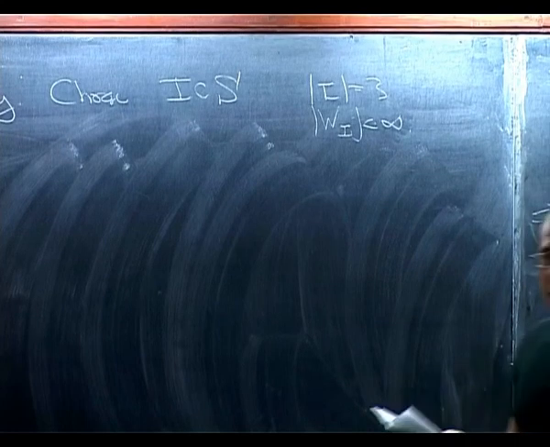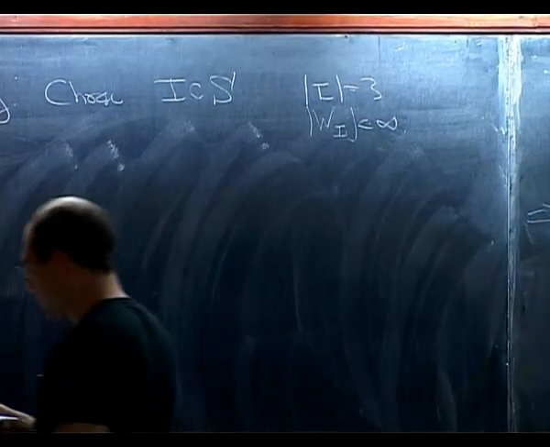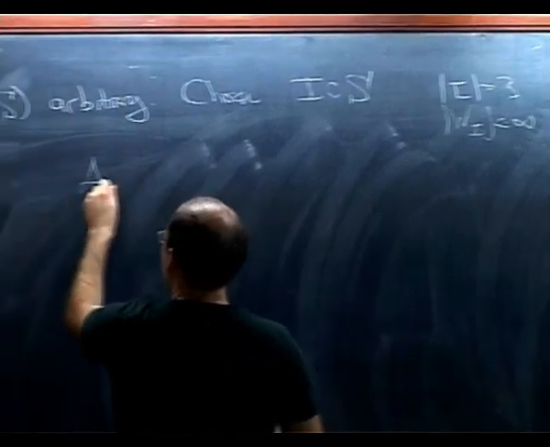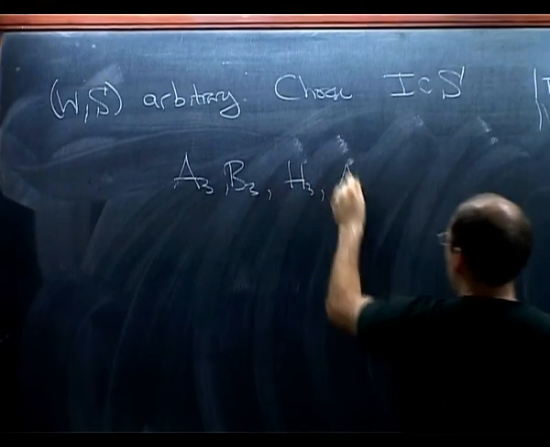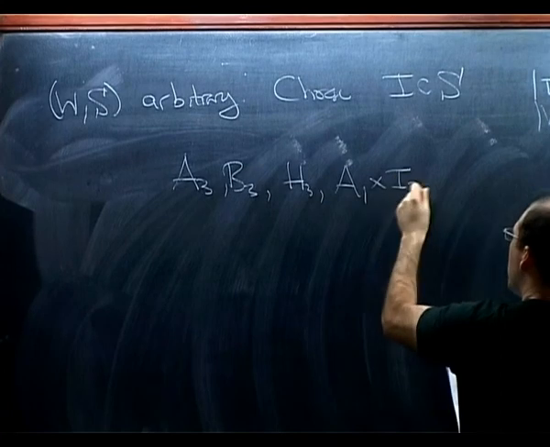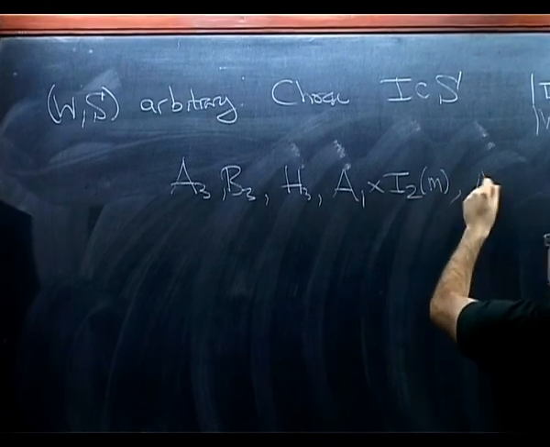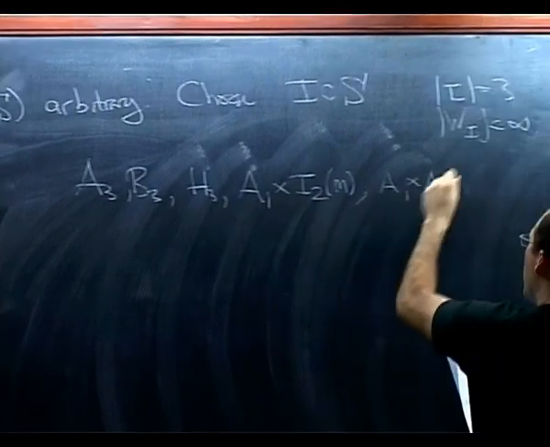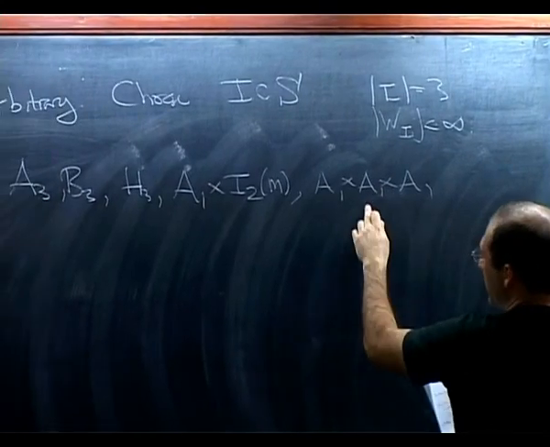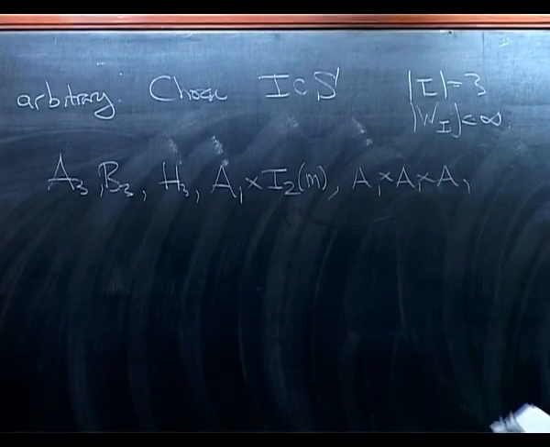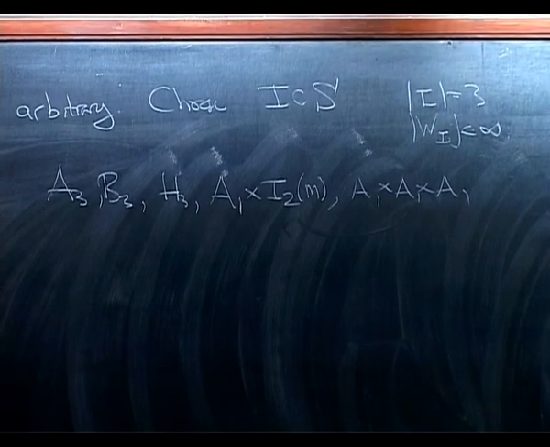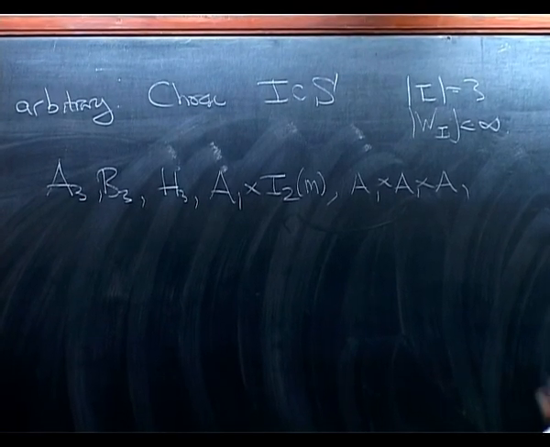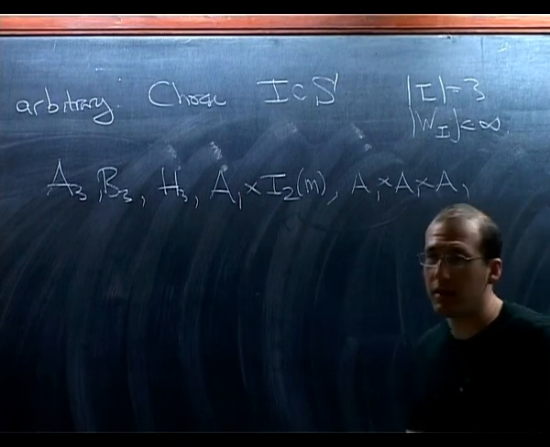There aren't that many finite rank 3 Coxeter groups, right? We gave a list of them last time. There's A3, B3, H3, A1 cross a dihedral group, and A1 cross A1 cross A1. I suppose this is an example of that. It's nice to think of them separately. So these are the only finite dihedral groups. Wi is one of these things.